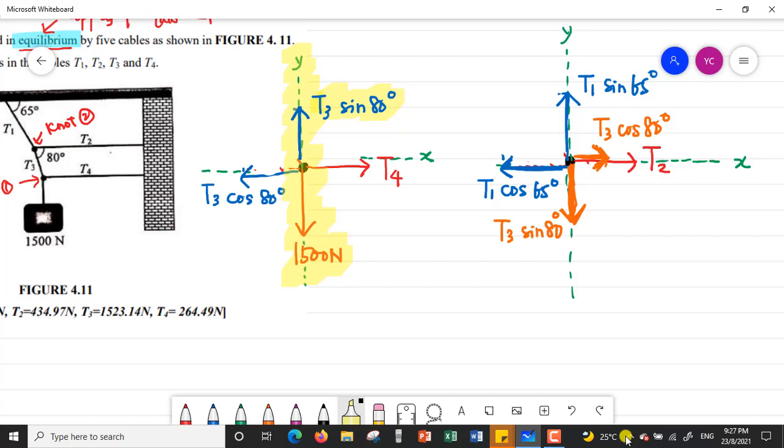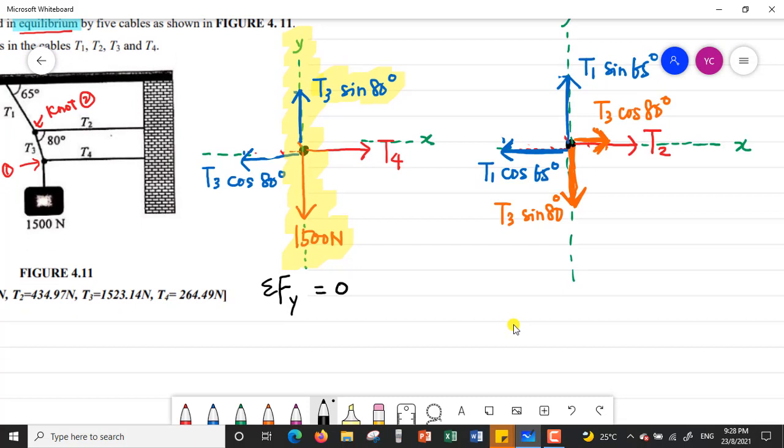T3 sin 80 pointing upward, 1500 Newton pointing downward. So we apply Newton's first law to our component Y. So total force component Y equal to 0. So we have T3 sin 80 minus 1500, because 1500 is pointing downward, equal to 0. So rearrange, we can find our T3 loh.